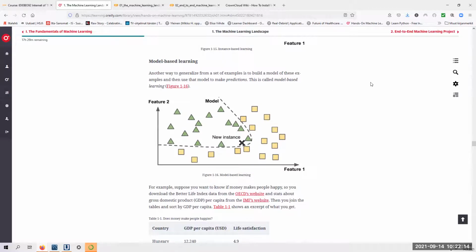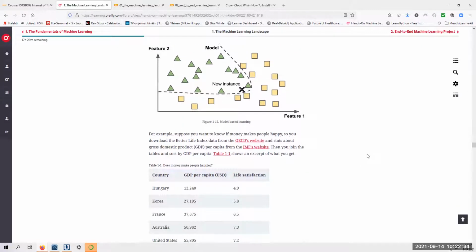Then, in model-based learning, you have some mathematical model from which you can build predictions. And this is called model-based learning. Okay, in this example, I have no idea what kind of mathematical model will produce this dashed line. But the next example is linear line fitting, which is very easily understood.